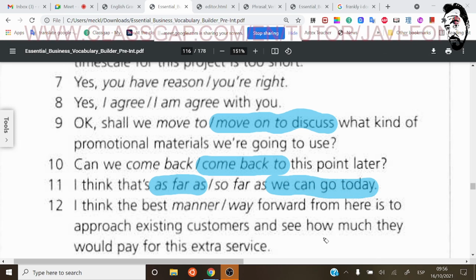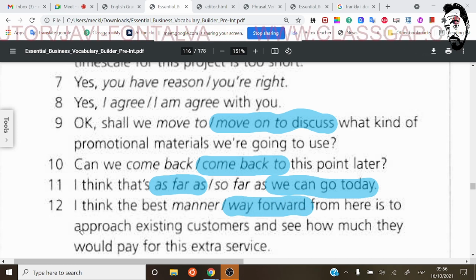I think the best way forward from here is to approach existing customers. Okay, approach, you remember? Esto creo que te lo enseñé al principio de todo. Acercarse. Approach them, the existing customers, and see how much they could pay for this extra service. So way forward es la manera hacia adelante, la manera de afrontar algo.